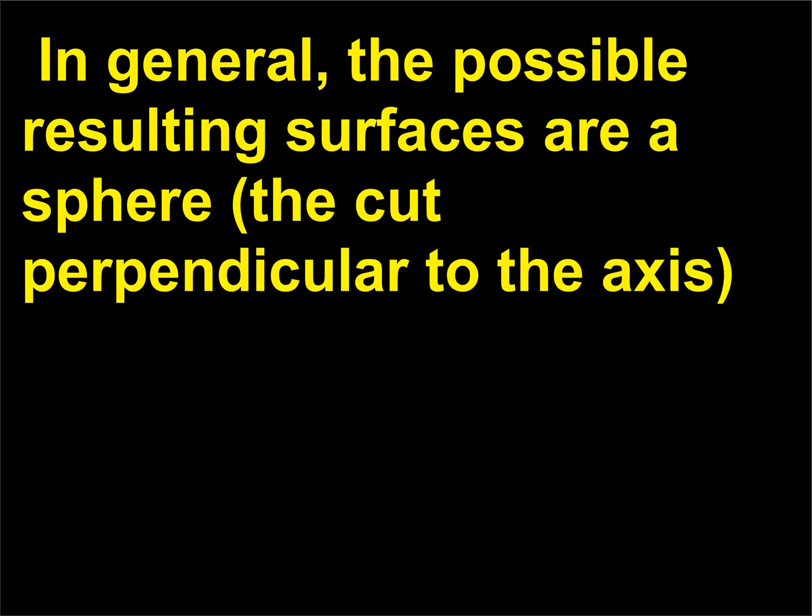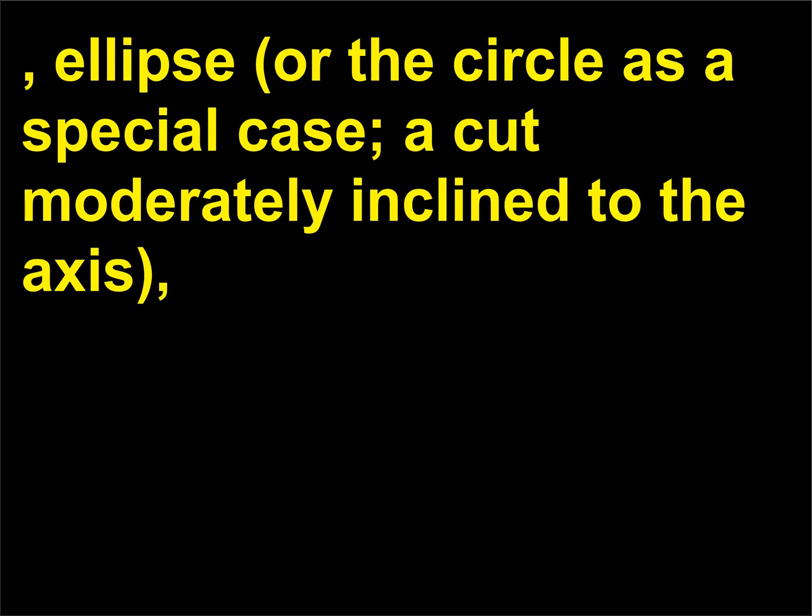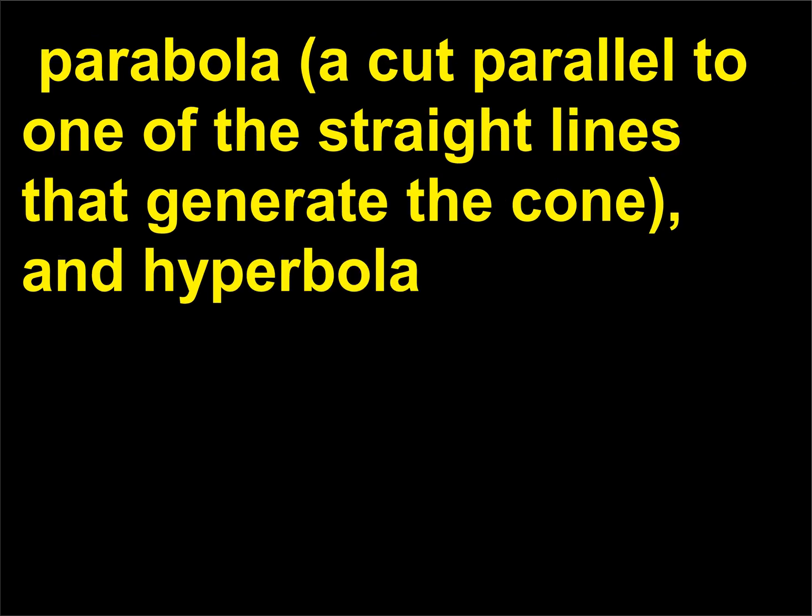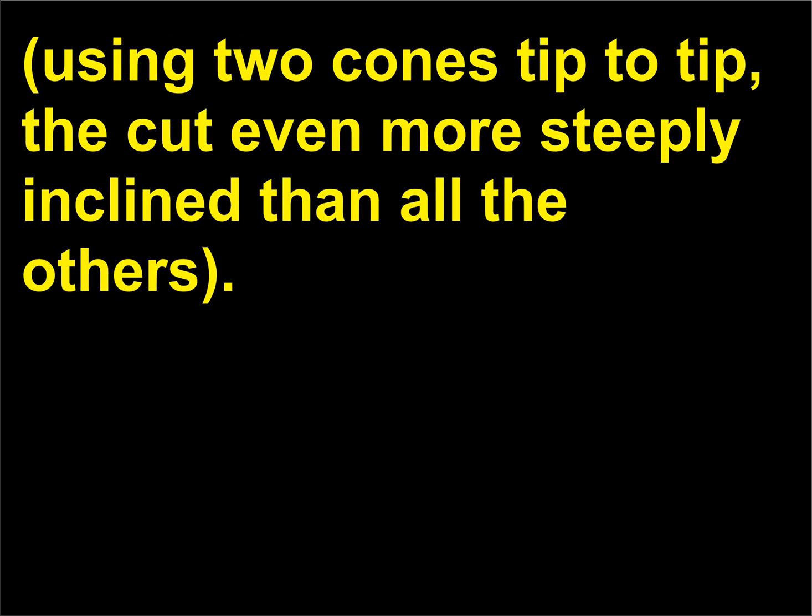In general, the possible resulting surfaces are a circle, the cut perpendicular to the axis; an ellipse, a cut moderately inclined to the axis; a parabola, a cut parallel to one of the straight lines that generate the cone; and a hyperbola, using two cones tip to tip, the cut even more steeply inclined than all the others.